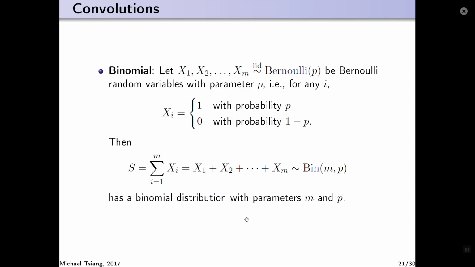So the first one is the binomial. The binomial, by definition, is the sum of independent Bernoullis. So you flip a coin, the Bernoulli, but you do that m times, and then you ask how many times did it end up heads, or how many times did it end up with a positive result, and that is going to be your binomial. Okay, so this is the definition of the binomial. The binomial is a convolution in that it's the sum of independent random variables.